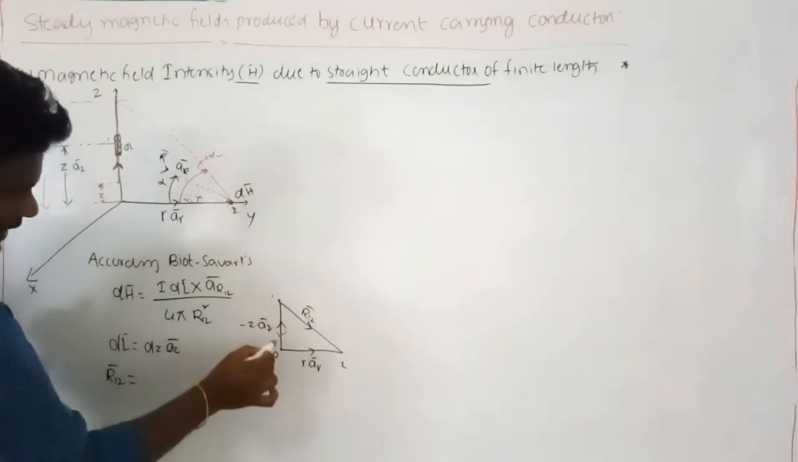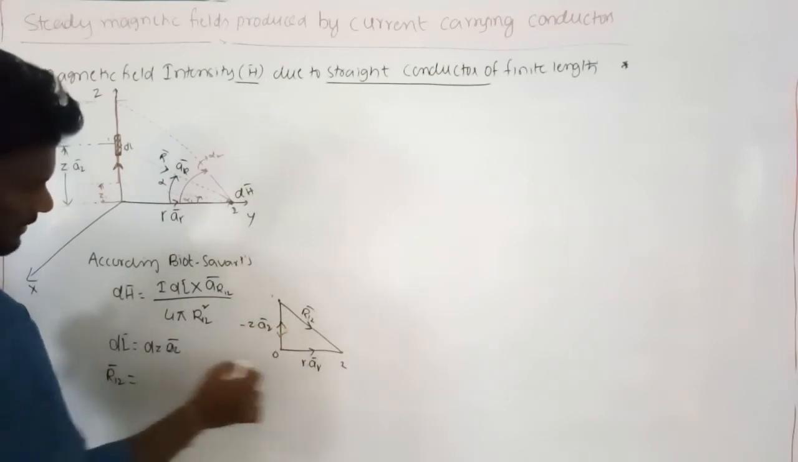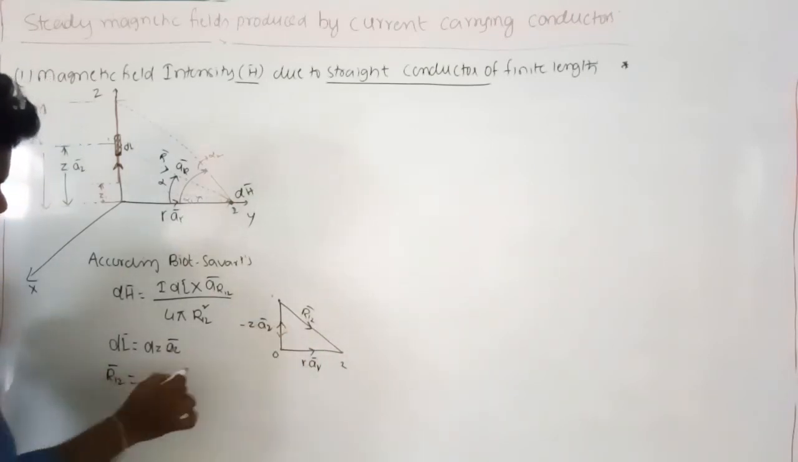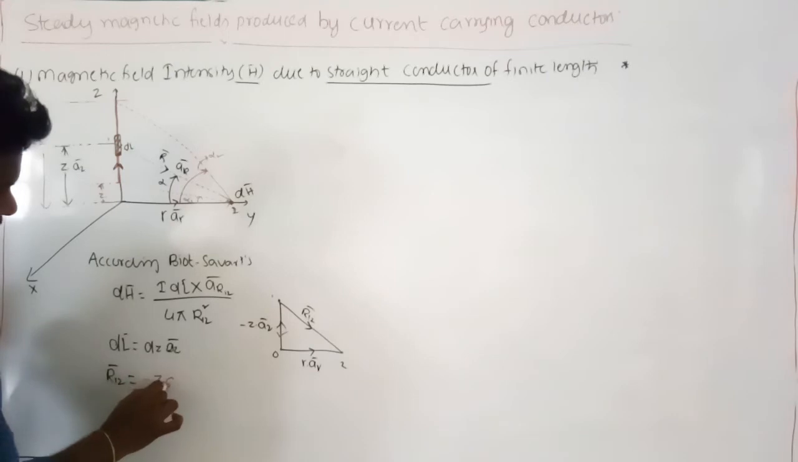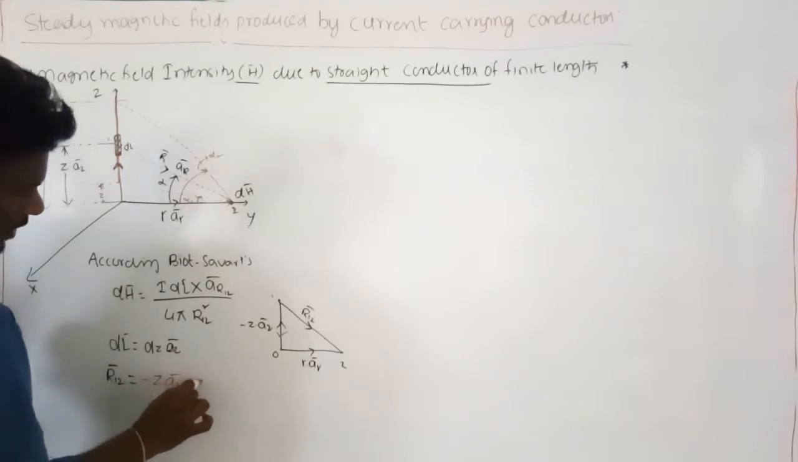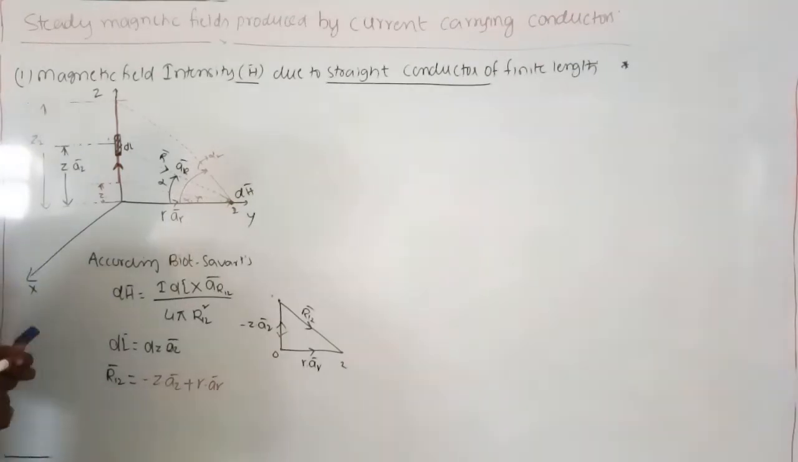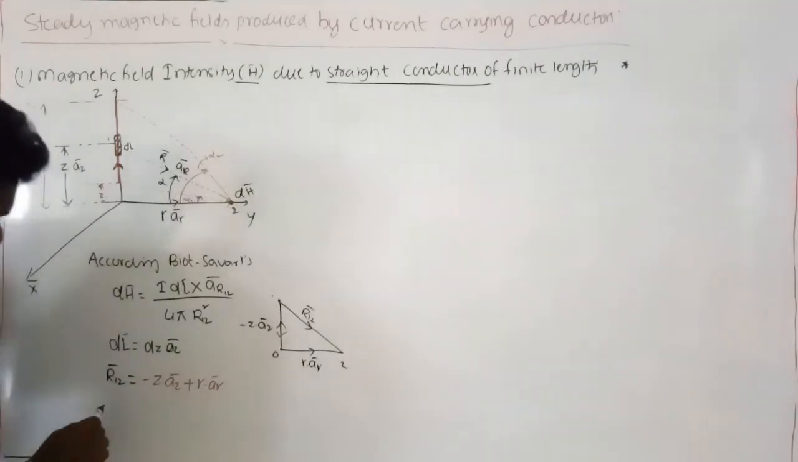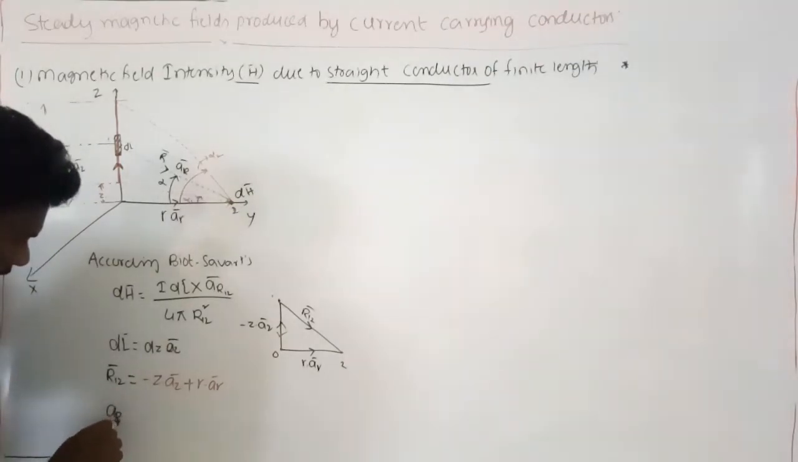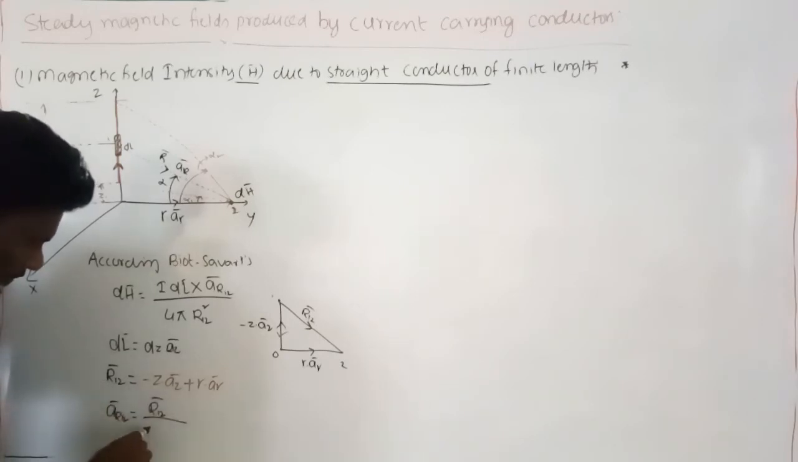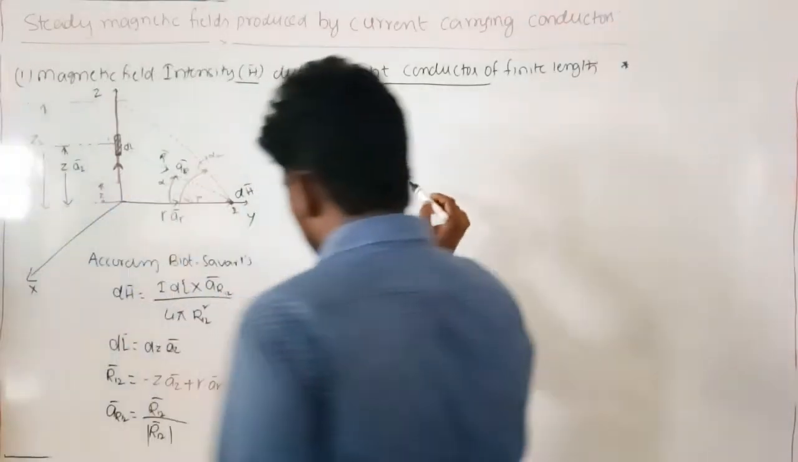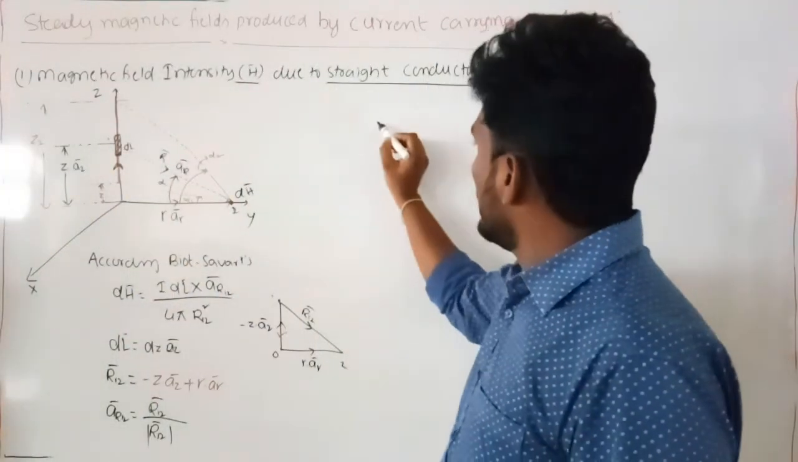If it is A bar and B bar, they are in the same direction, so this r12 bar is equal to minus z into az bar plus r into ar bar, which is the distance vector. Once you get the distance vector, it is easy to calculate the unit vector. It is r12 bar, the ratio of the distance vector to its magnitude, r12 magnitude.